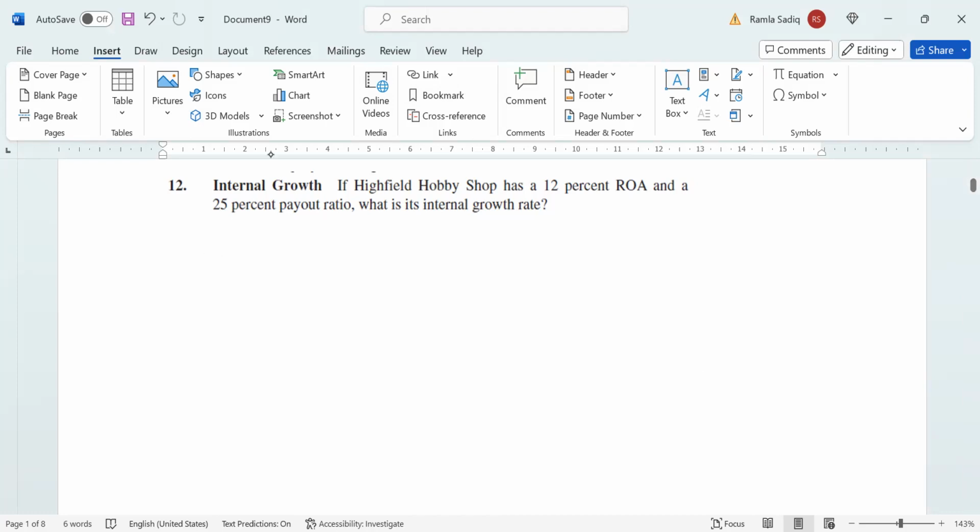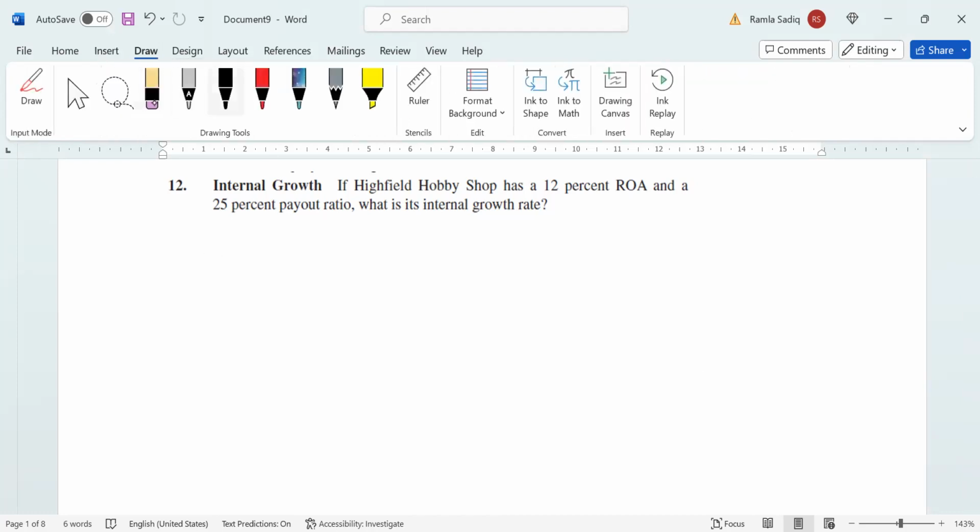Now, if we consider the concept of internal growth rate, then it's easier to understand how to plug in our values. The internal growth rate is calculated as our return on assets multiplied by our retention ratio. And all of that is to be divided by 1 minus the ROA multiplied by the retention ratio.